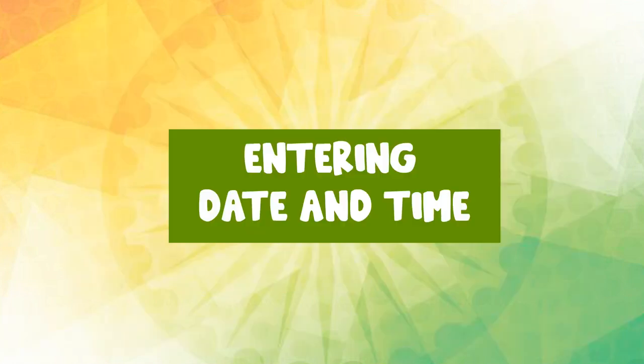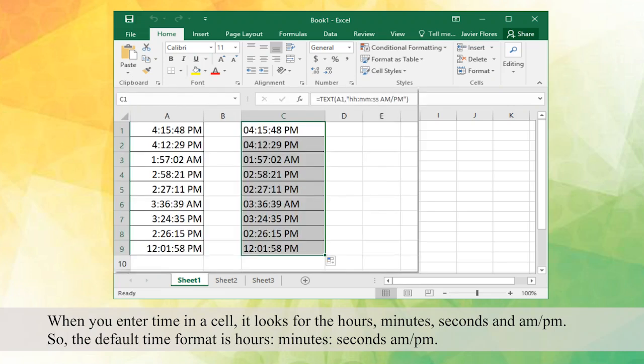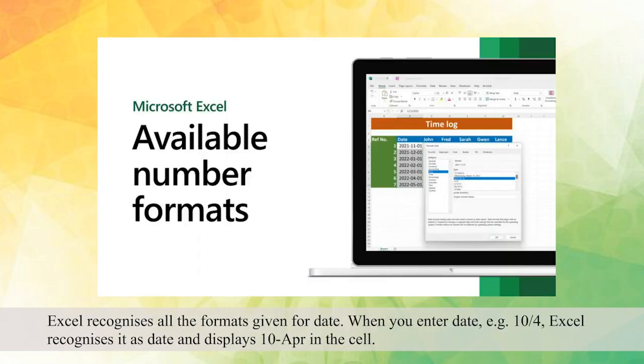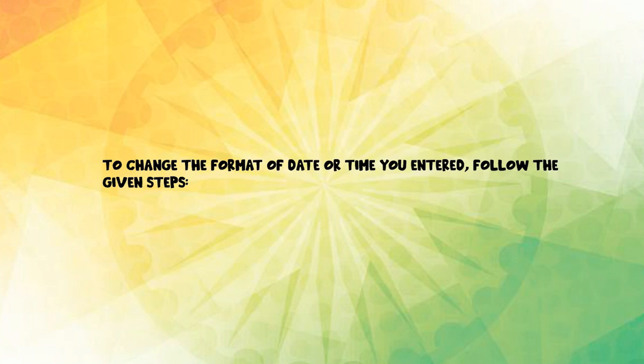Entering date and time. When you enter time in a cell, it looks for the hours, minutes, seconds and AM/PM. So, the default time format is hours, minutes, seconds and AM/PM. Excel recognizes all the formats given for date. When you enter date, for example 10/4, Excel recognizes it as date and displays 10th April in the cell. To change the format of date or time you entered, follow the given steps.